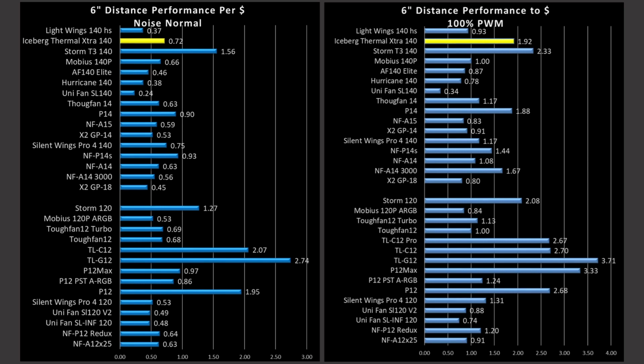And this brings me to a point that I just forgot to mention. How should you use this data? Well, if you're on an ultra tight budget where money is everything and you're trying to get the absolute best bang for your buck, that's where you'd use these graphs specifically. You would only pick out the best fans, the highest rated value. So in this case, the TLG12. If you only want 140 millimeter ones, you'd probably be looking at the Storm T3.